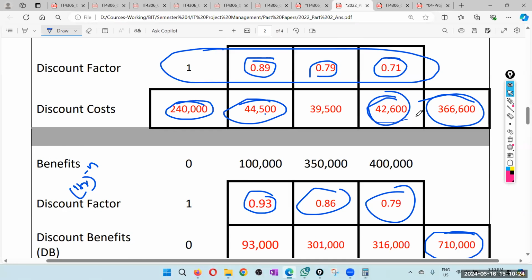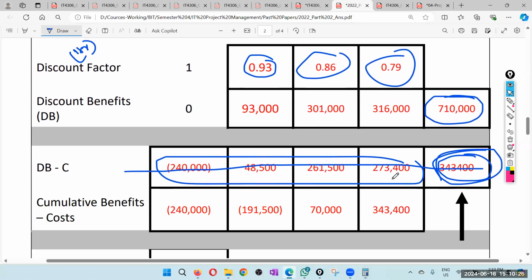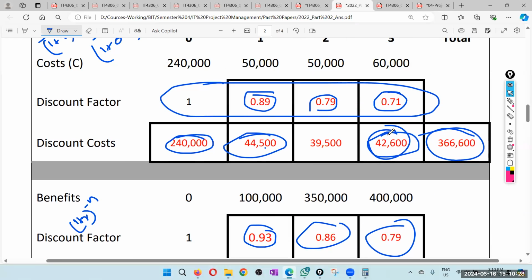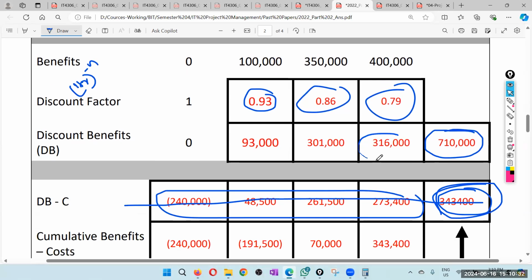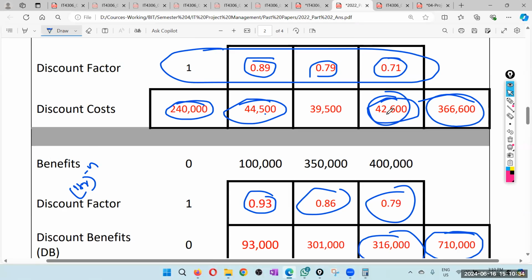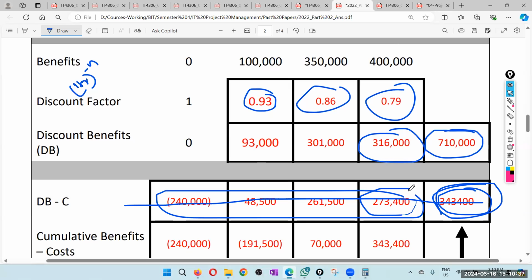Again, this one is 42,600 minus. Sorry, not 42,000. Discounted cost is, yes, 42,600. That is 316,000 minus 42,600. That is 273,000. So if you add these two, again you must get the same. And this is cumulative benefit minus cost. So this is same as this. This is this and this added. So this is negative, this is positive. That is why still it is negative.